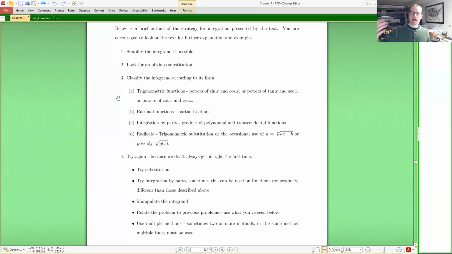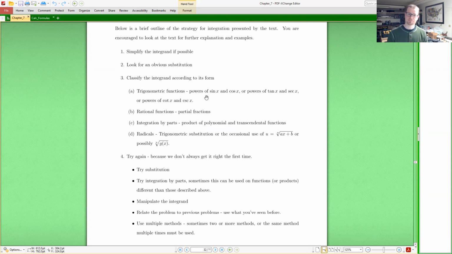So if there's nothing obvious to simplify, and nothing obvious for a substitution, then what we might do is begin classifying what kind of integral we're looking at. Maybe we have something that's powers of sine and cosine, or powers of tangent and secant. In the case of this textbook, they also gave rules for integration involving cotangent and cosecant. I don't think you really need those, but you can take a look at those as well, and that's fine. Okay, so is it a trigonometric integral? Excellent. A trig approach.